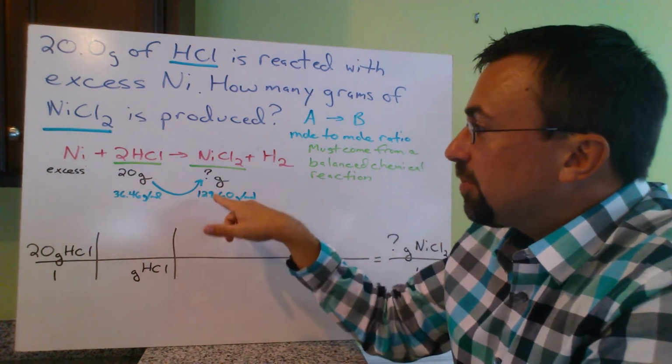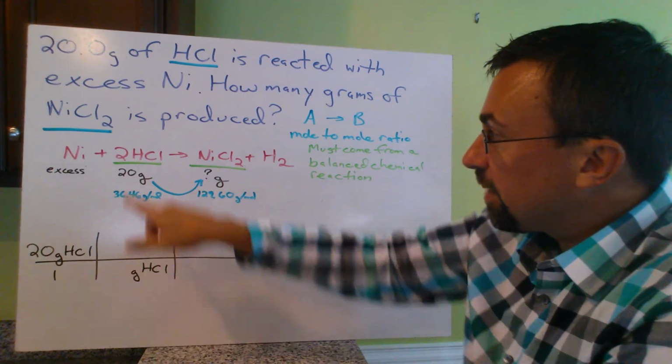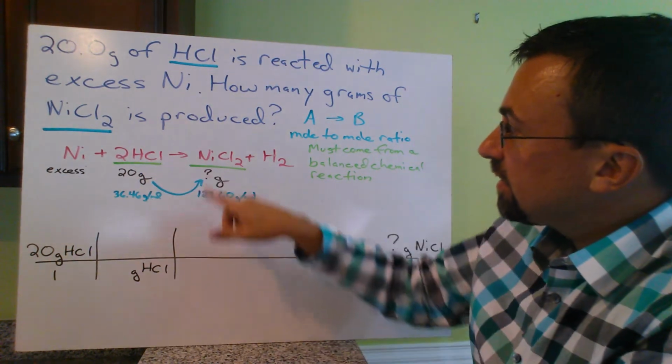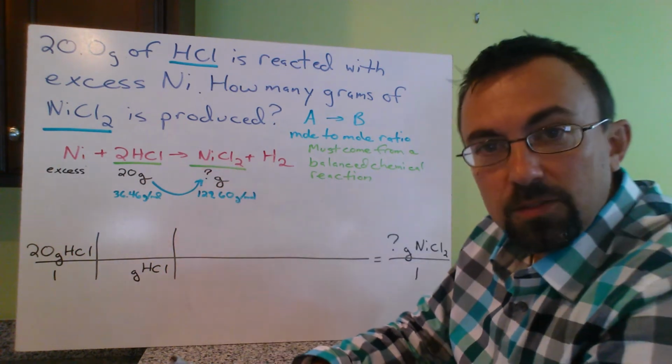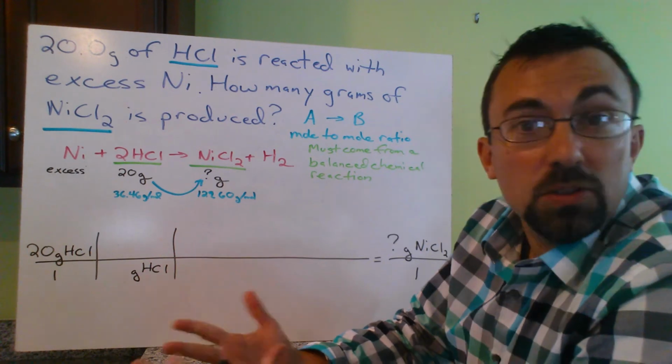And in blue down here, I put the formula weights. And again, hopefully you're getting good at this from the periodic table. The mass of one hydrogen plus one chloride. This is the mass of one nickel plus two chlorides. And again, for my class, 2 after the decimal is great. If your teacher tells you something else, then do that.